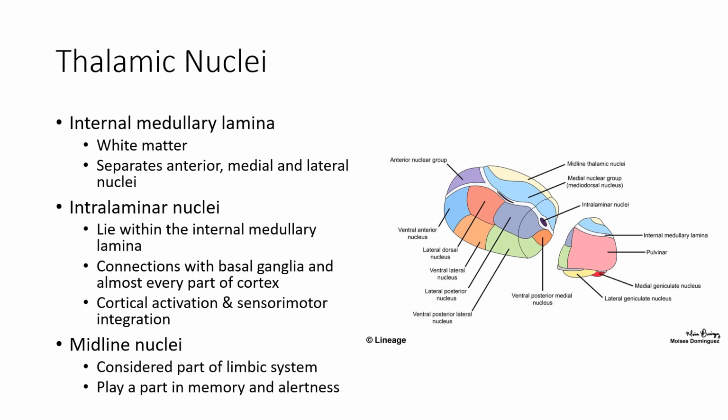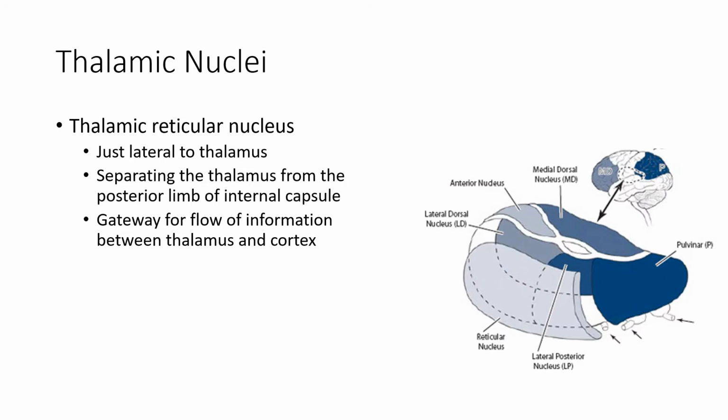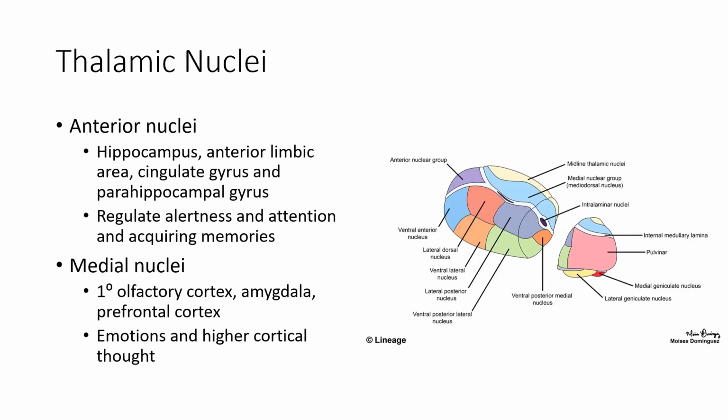Midline nuclei considered part of the limbic system. Remember, limbic system is going to be all things emotions. Play a part in memory and alertness. Thalamic reticular nucleus is just lateral to the thalamus here, so separating the thalamus from the posterior limb of the internal capsule. It's the gateway for flow of information between thalamus and cortex.